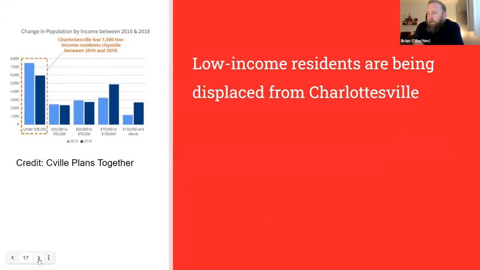Charlottesville lost 1,500 low-income residents citywide between 2010 and 2018. And when you consider that the population of the town is only like 35,000, it's not a small number.